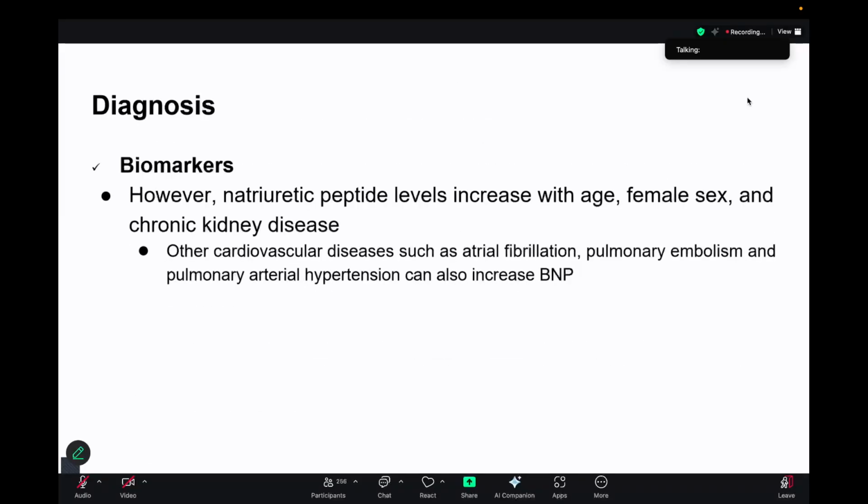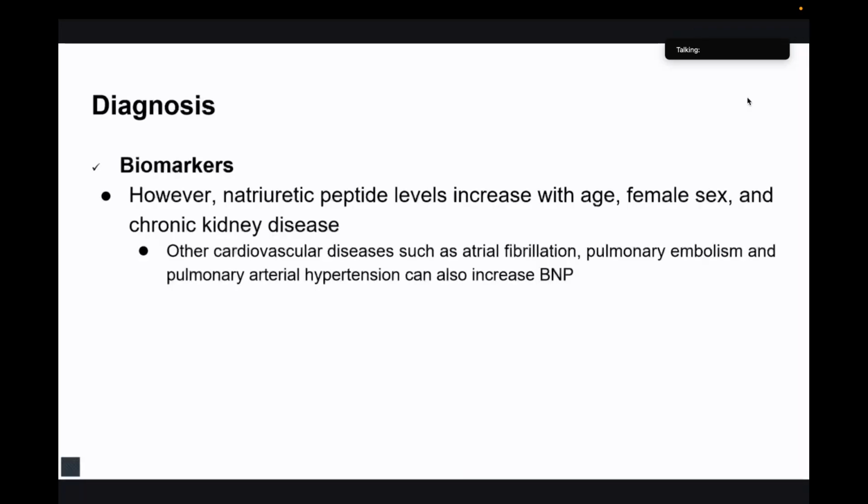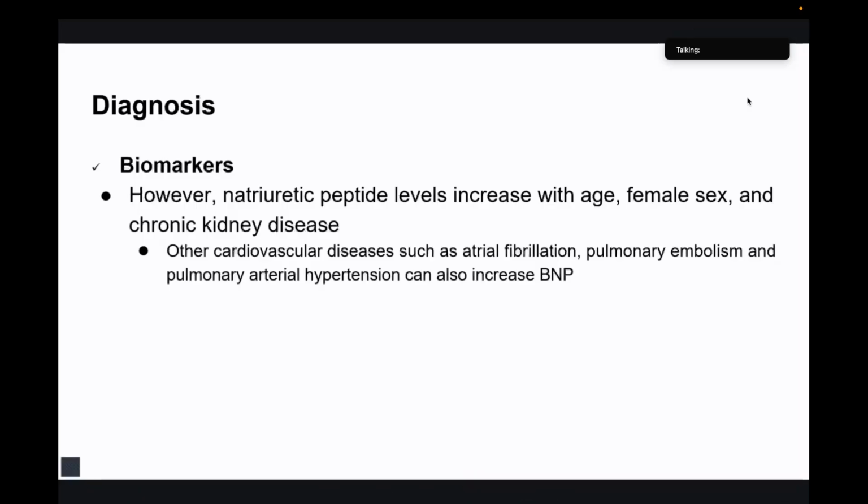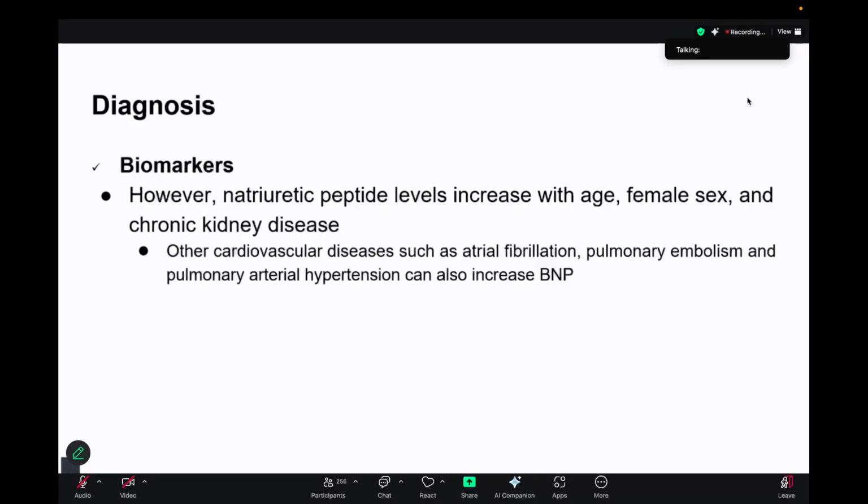You just have to also know that natriuretic peptides can also be elevated in increased age, in the female sex, and in chronic kidney disease, so not necessarily elevated because of heart failure. Other cardiovascular diseases, such as the presence of atrial fibrillation, pulmonary embolism, and pulmonary arterial hypertension, can also increase the BNPs.